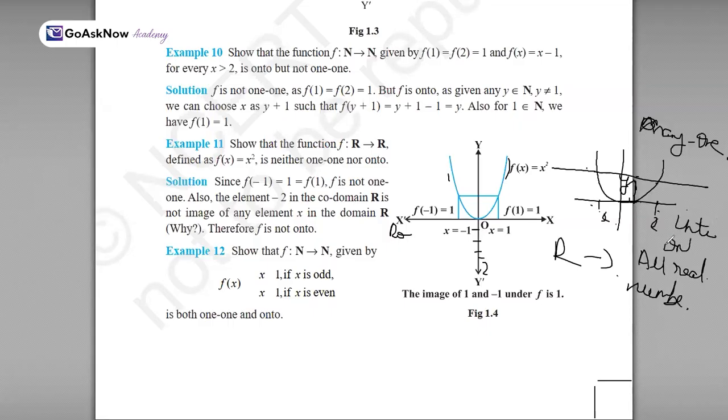So both conditions are true here. It is not a many-one function and not an onto function. So I can say that the function is neither one-one nor onto. It is not surjective and not injective. Let's move to the next topic. What is the next thing we have to learn?